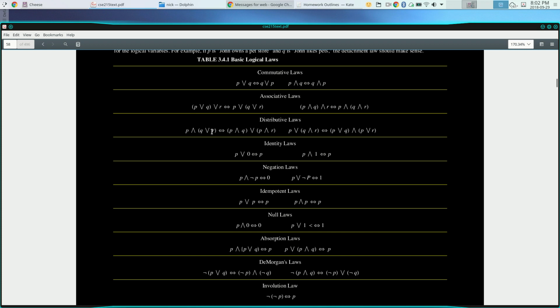Distribution, just like when we distribute a multiplication over a plus, we can distribute AND over ORs, and so on. And a few of these are familiar to us from 250, for example. De Morgan's law says the negation of P or Q is the same as the conjunction of not P with not Q. And there's a dual version of that. So you should look at these laws, and we'll play with these in class.